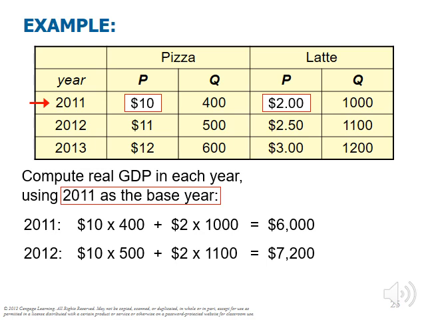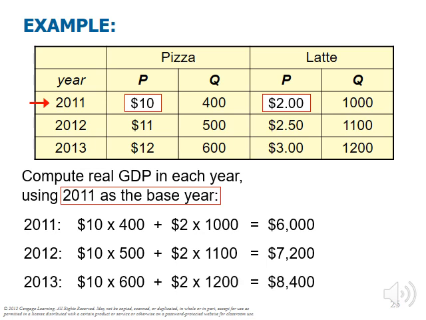Calculating real GDP gets easy because once you find the base year, you don't have to look for any more information. If we're looking at lattes, the base year price was $2, and in 2011, 2012, and 2013, we're going to use that price of $2 to evaluate the value of output. The output here for both pizza and lattes is allowed to vary to reflect the growth in real production that's been taking place over time.